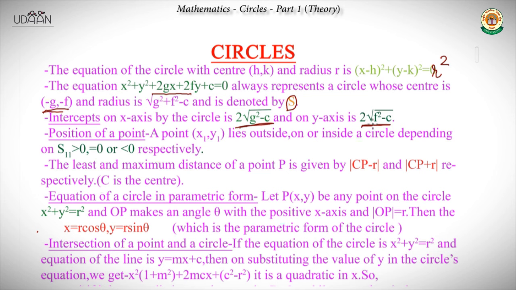So again, that is a condition. A circle can only exist if this condition is satisfied, that g square plus f square has to be greater than c. Correct. So if you want, you can add a condition here: g square plus f square greater than c. Now the position of a point.